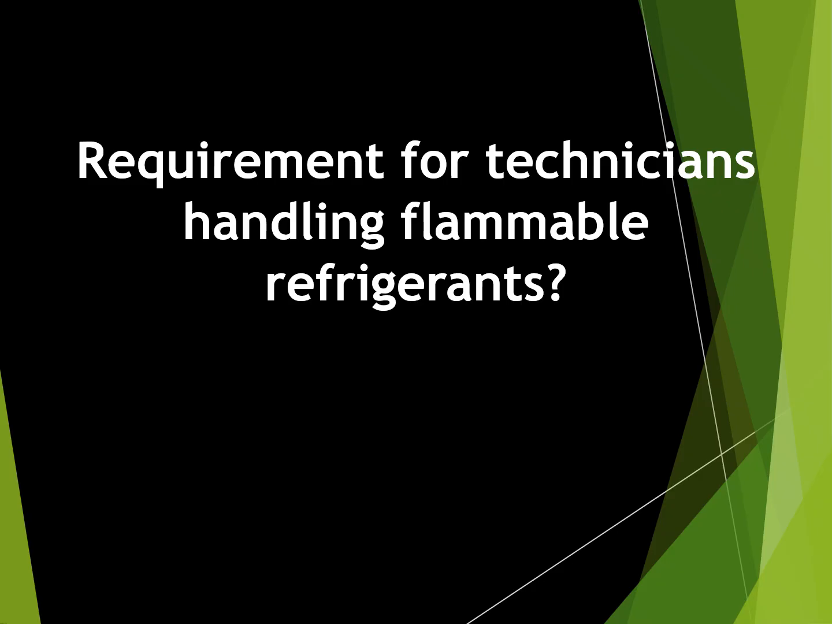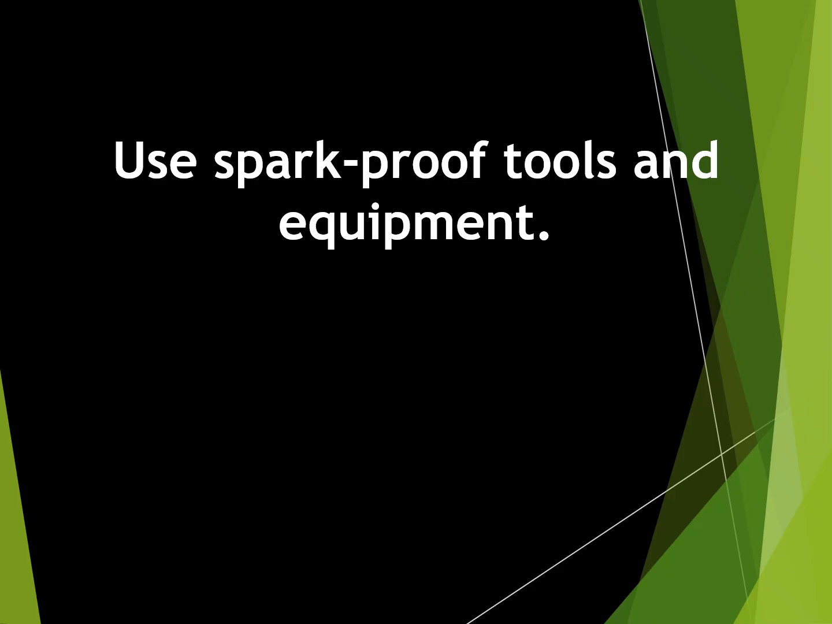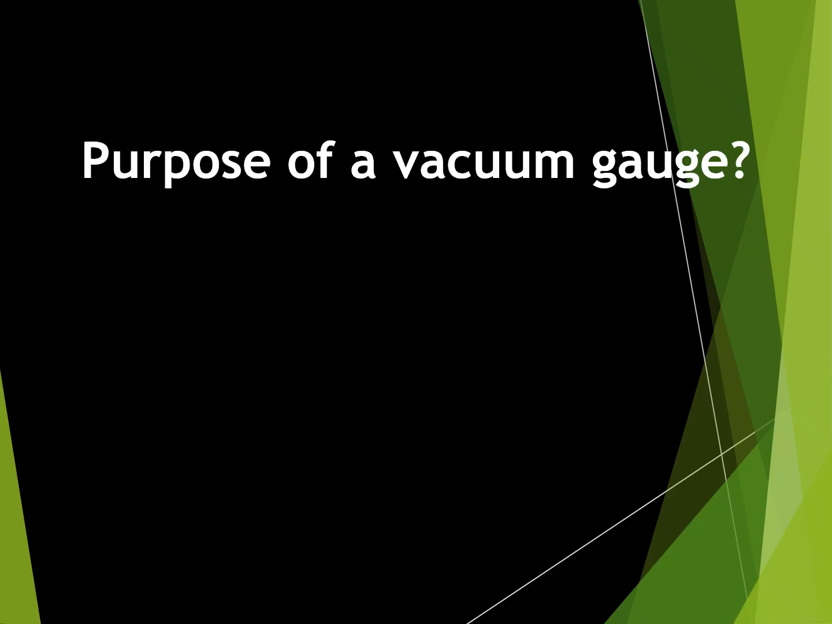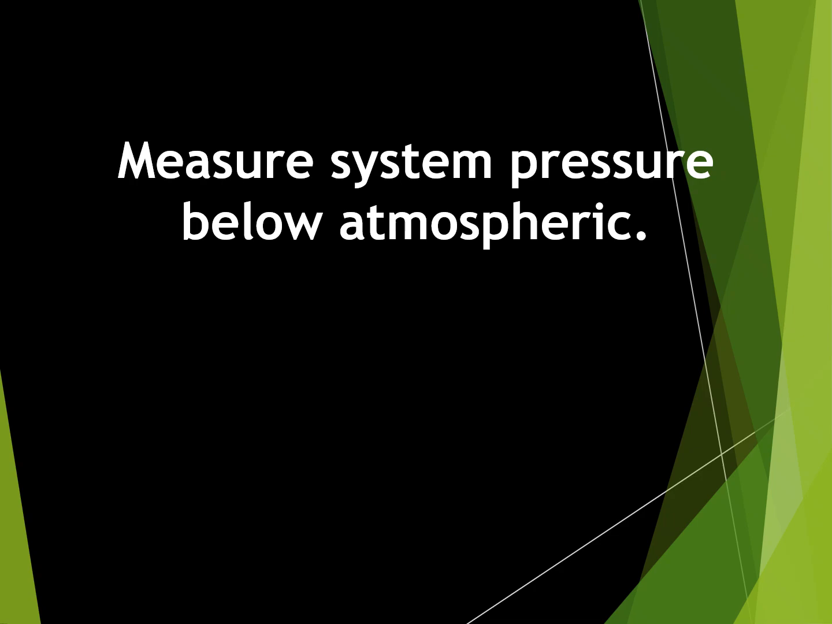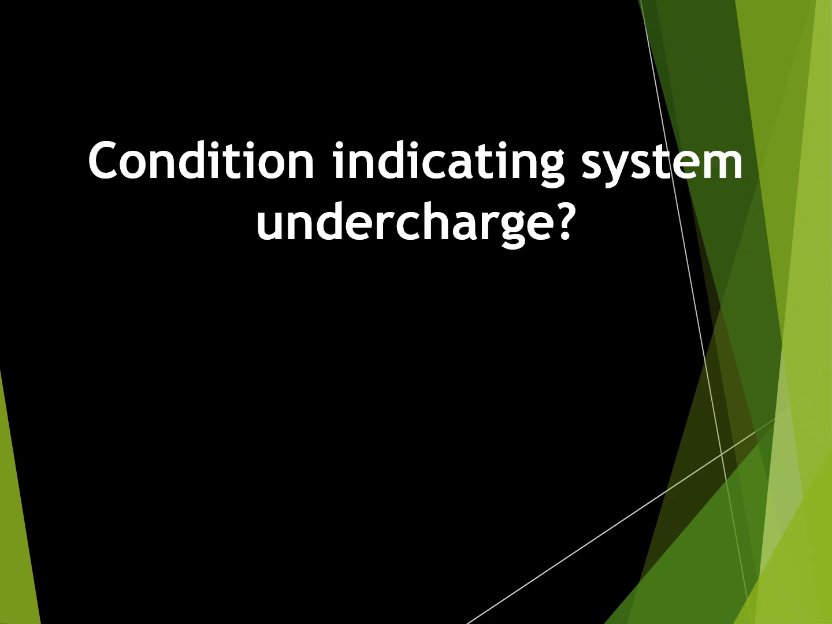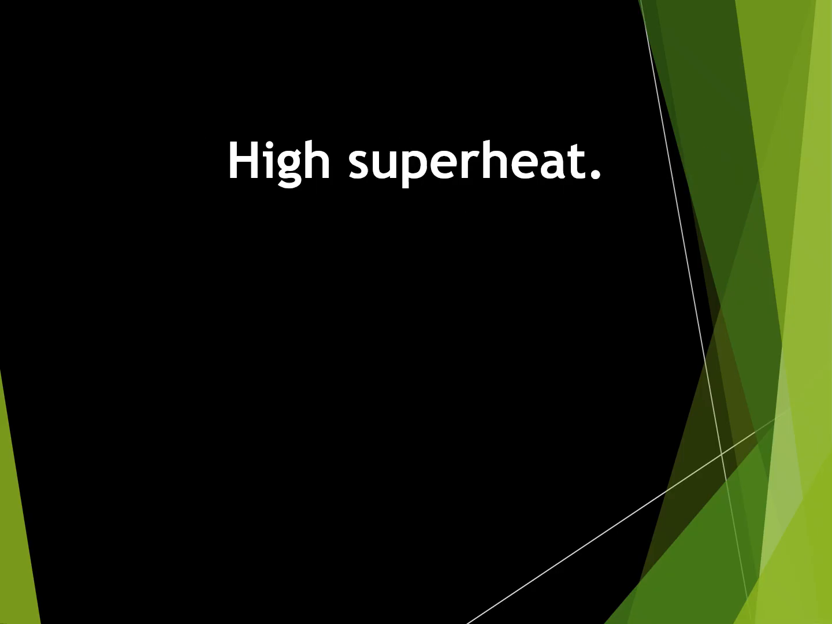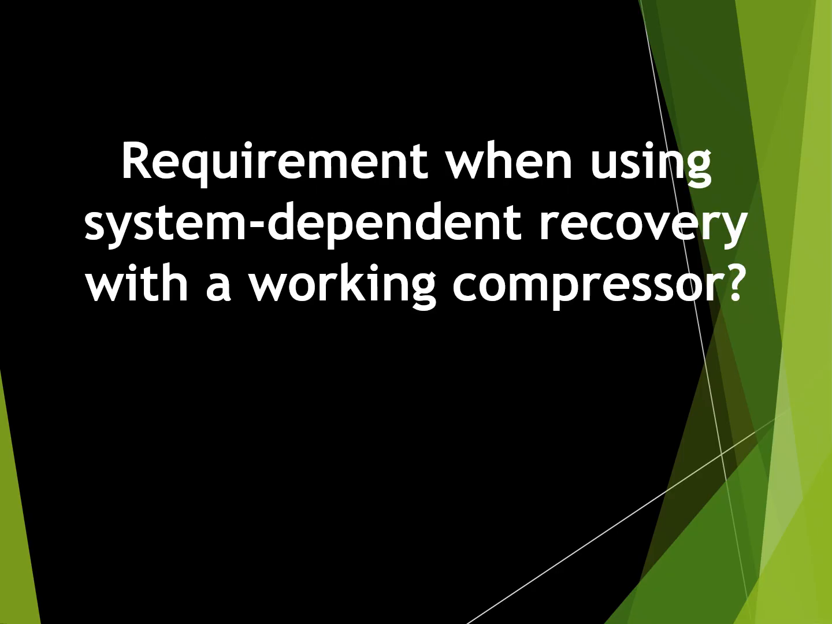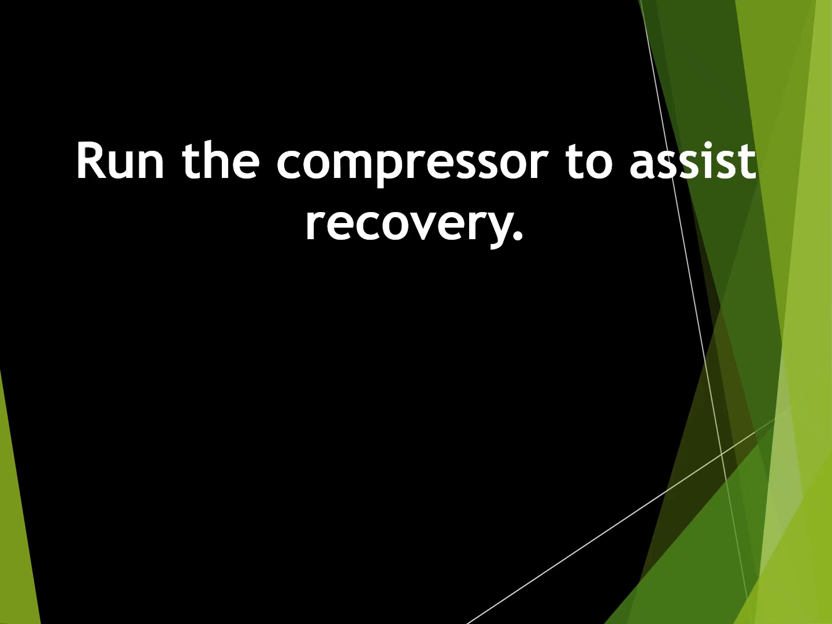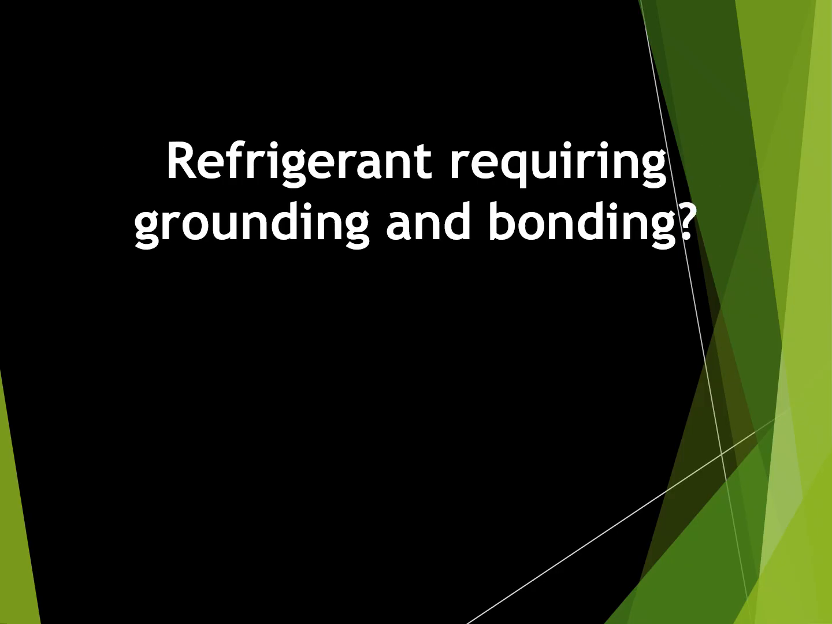Requirement for technicians handling flammable refrigerants. Use spark-proof tools and equipment. Purpose of a vacuum gauge. Measure system pressure below atmospheric. Condition indicating system undercharge. High superheat. Requirement when using system-dependent recovery with a working compressor. Run the compressor to assist recovery.